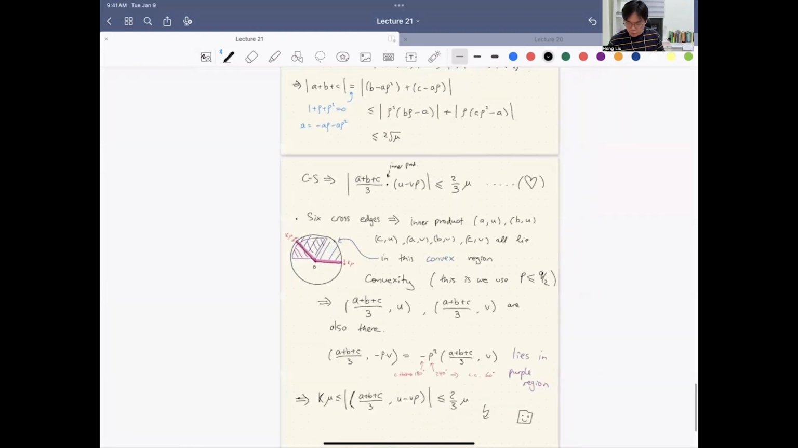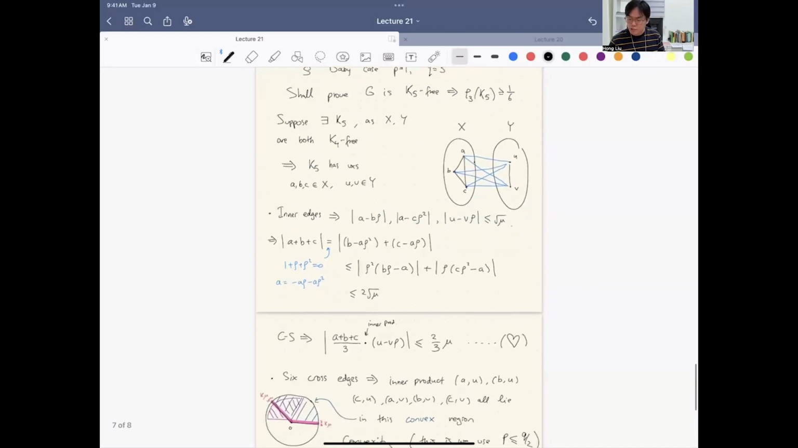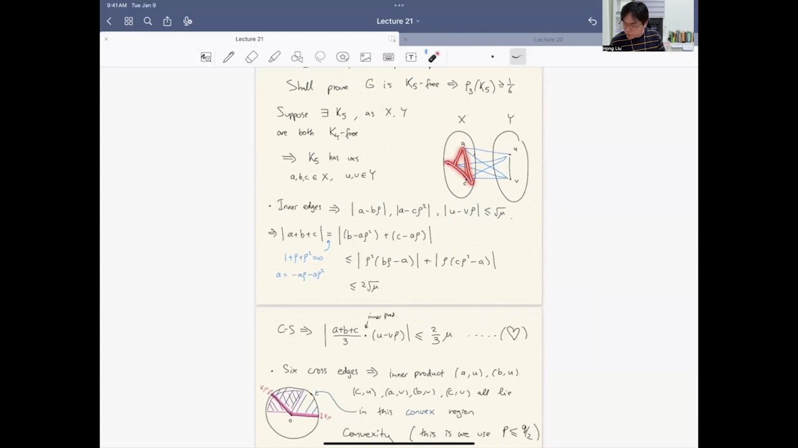Once again, let me summarize. Why is K5 free? Each part is K4 free. So K5 can only have 3 vertices on one side and 2 vertices on the other side. The inner edges imply that this ABC and UV should be at some rotation, a multiple of 120 degree rotation from each other. And this triangle must be nicely spaced out. That means the sum of ABC has small norm. So by Cauchy-Schwarz, small norm times small norm, you have small norm.